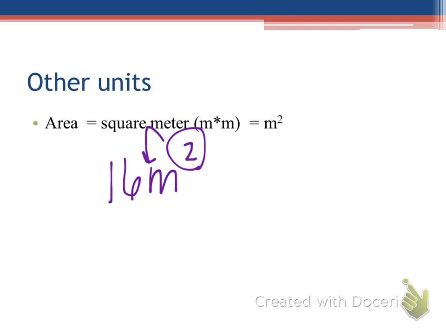It does not apply to the number. Sometimes people like to do that. That's not how it works. Units tell us what this number is measured in. Units don't have anything to do with the number itself.